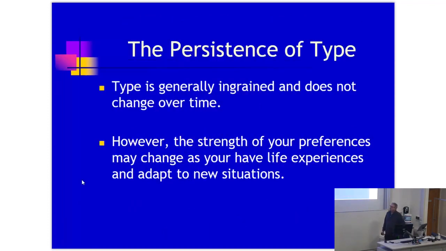But one of the things that most people are agreed on in the psychology world is the persistence of type. So your personality type is generally ingrained. You are of a certain type of personality. And it does not change over time. But the strength of your preferences may change as you have life experiences, or as you experience new situations, and as you go through life. So you'll find yourself in type, but you may change your feeling, your view, depending on the culture around you and how the culture is changing as well, and what you've actually experienced as you go through life.